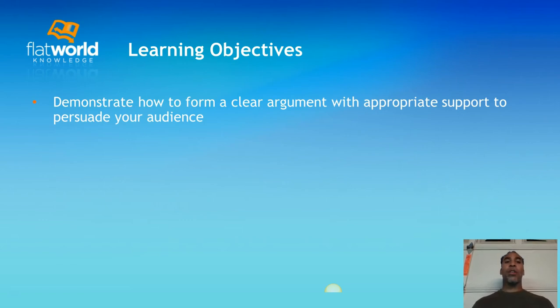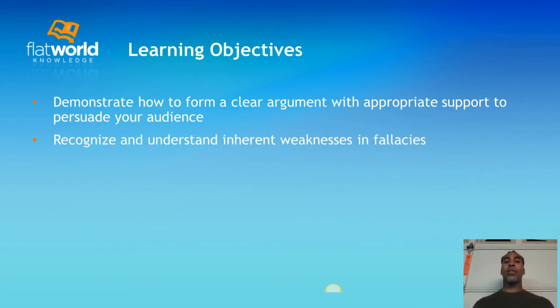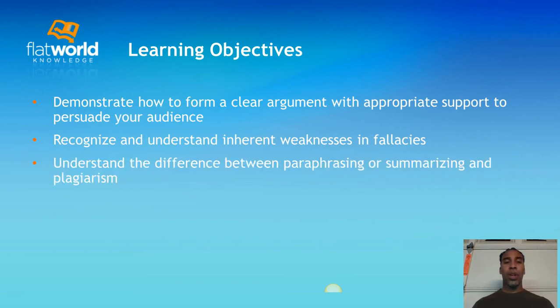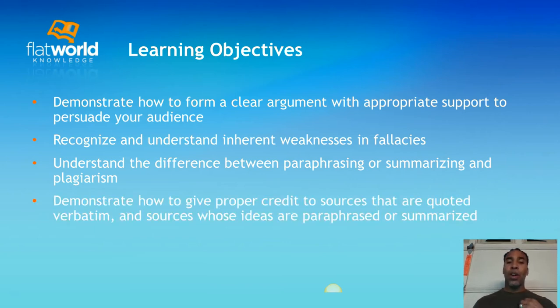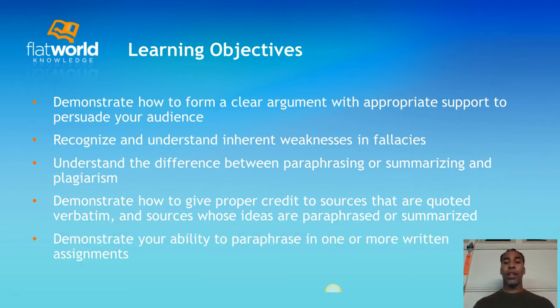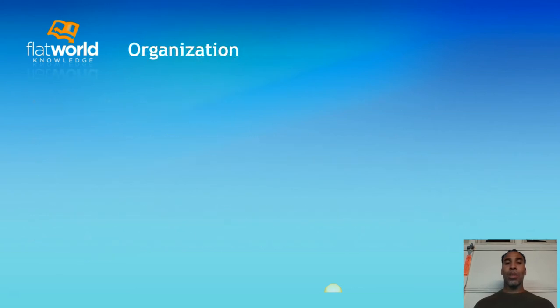Additional learning objectives are demonstrate how to form a clear argument with appropriate support to persuade your audience. Recognize and understand inherent weaknesses and fallacies, right? Things that are told that are untruths. Understand the difference between paraphrasing and summarizing and plagiarism. Demonstrate how to give proper credit to sources that are quoted verbatim and sources whose ideas are paraphrased and summarized. Demonstrate your ability to paraphrase in one or more written assignments as well.